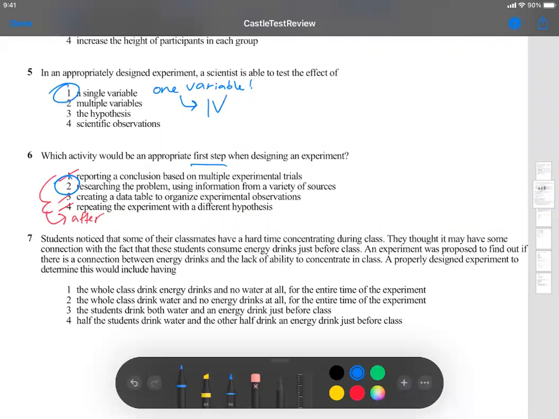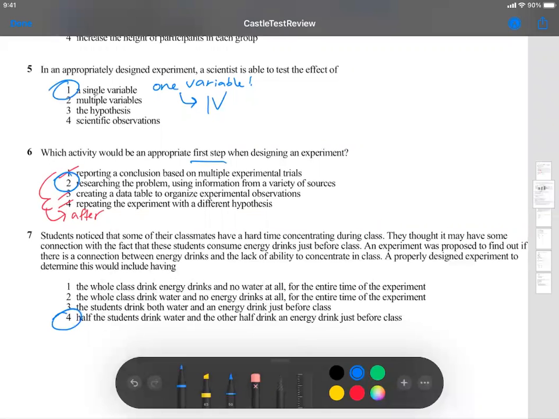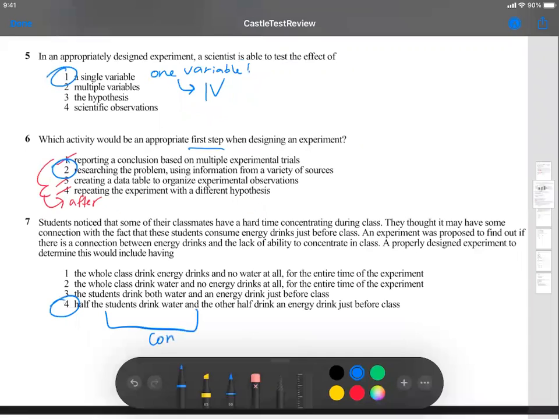I picked 4 because in an experiment you have to have a control group and an experimental group. So half the students drink water, and the ones that drink the energy drinks are going to be the experimental. Perfect. So remember, it's important to have a control group so you can compare your results to someone.